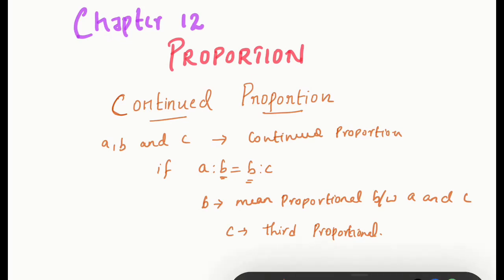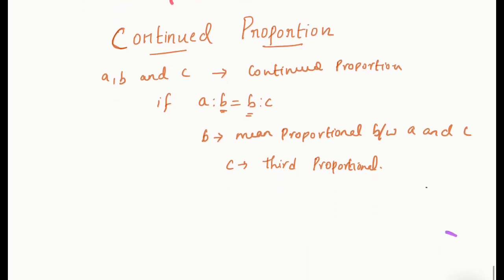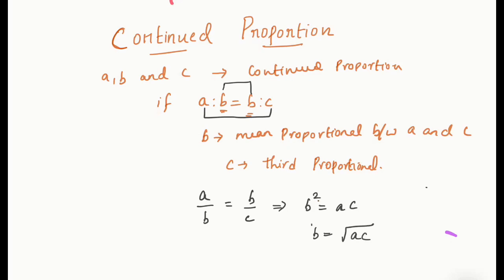So how do we represent it? Okay, we have A is to B is equal to B is to C. So A by B equal to B by C. If it's a proportion, we have to multiply like this, right? B into B is B square equal to A into C is AC. So B is equal to, its square is there. When I take it this side, it will become root of AC.